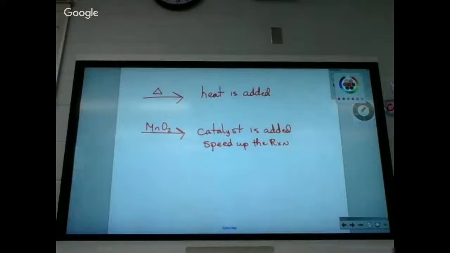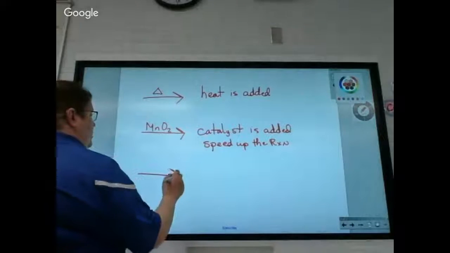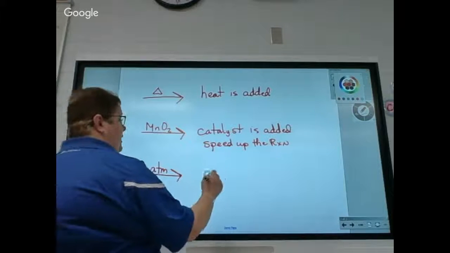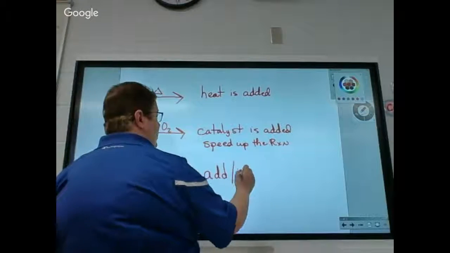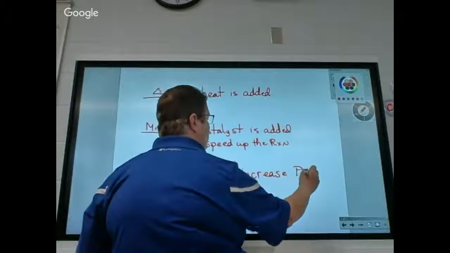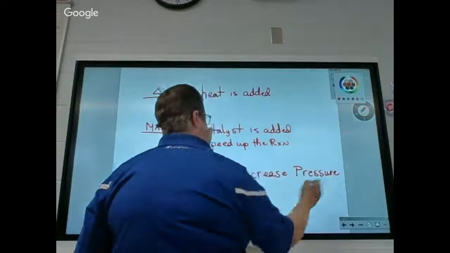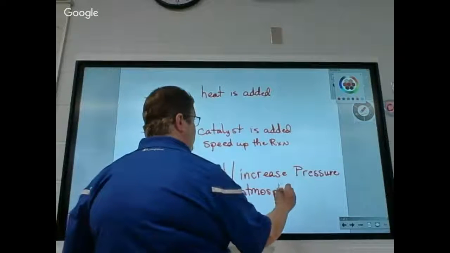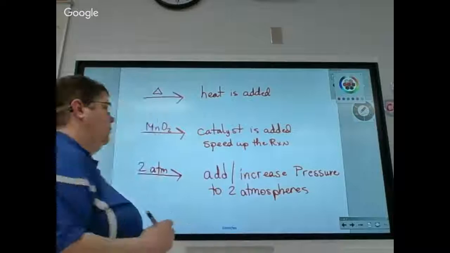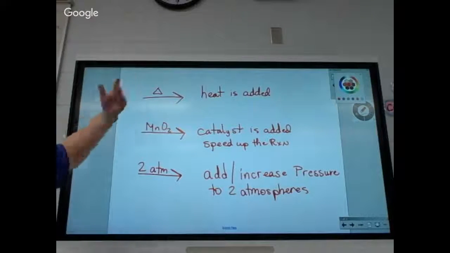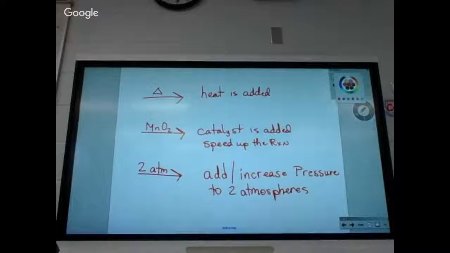Now, you might also have a number, such as 2 ATM. That means that we had to add or increase pressure to 2 atmospheres. But when they put things on top of the arrows, they're telling you they added something to the reaction. The triangle is heat. The MnO2 is a catalyst.